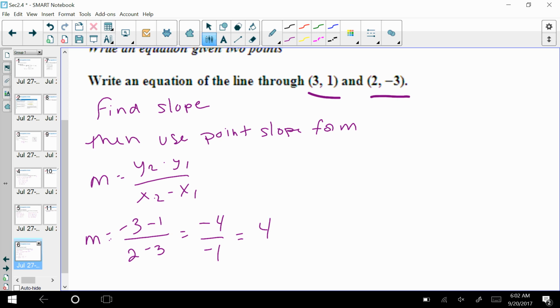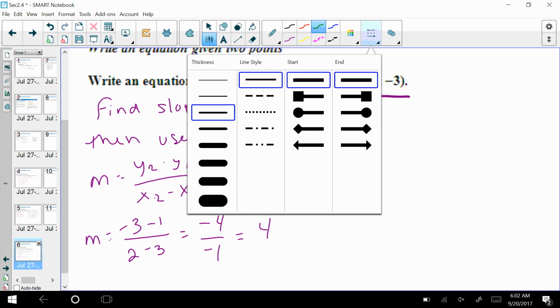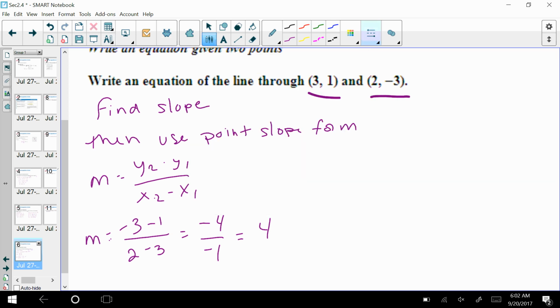So now with our slope, we can choose either one of these points for point-slope form. So y minus y1, and I'll just go with this first point here, y minus y1 equals our slope, which is 4, times x minus x1, which is 3, and then I can solve for y.